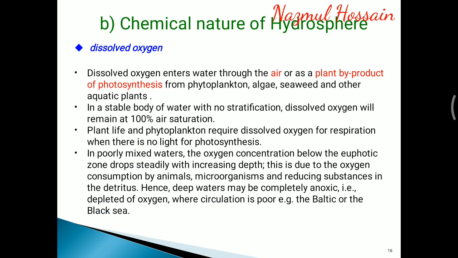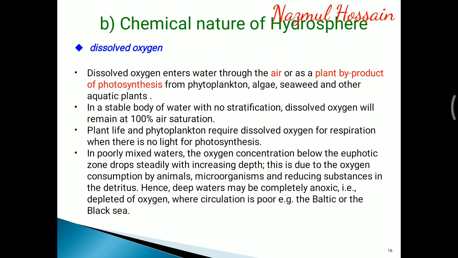Chemical nature of hydrosphere: dissolved oxygen. Dissolved oxygen enters water through the air or as a byproduct of photosynthesis from phytoplankton, algae, seaweed, and other aquatic plants. In a stable body of water with no stratification, dissolved oxygen will remain at 100% air saturation. Plant life and phytoplankton require dissolved oxygen for respiration when there is no light for photosynthesis.